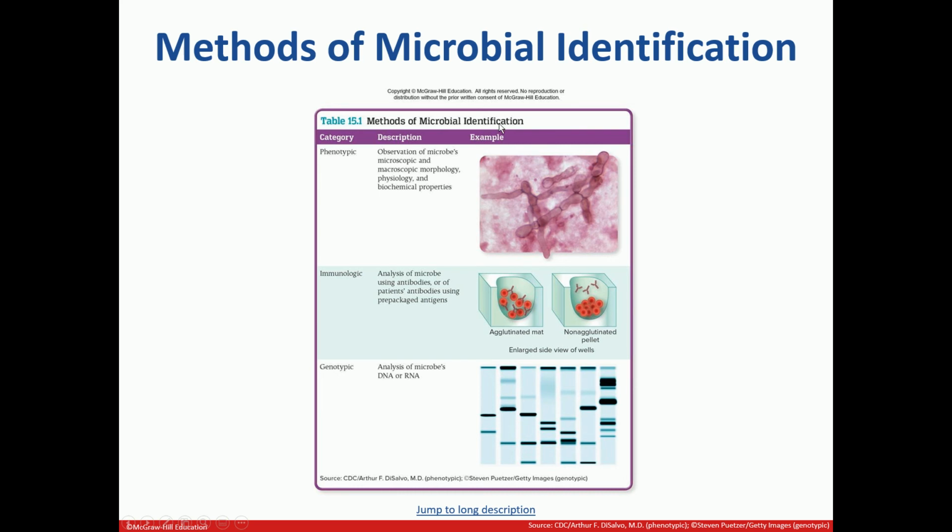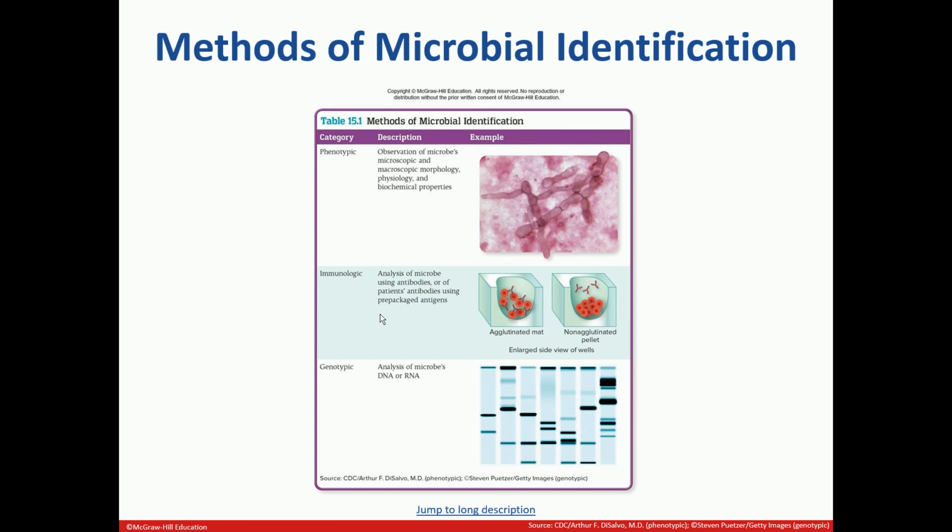This table, this chart, basically shows the same thing: methods of microbial identification. First is phenotypic, which is on the basis of the microbe's microscopic and macroscopic morphology. We can look at the morphology of the colonies, which is macroscopic, or we can take the bacterial cells, make a smear, stain them, and look under the microscope. That's microscopic morphology. Then their physiology or biochemical properties: there are various tests which can be performed in the lab by which we can identify the microorganisms.